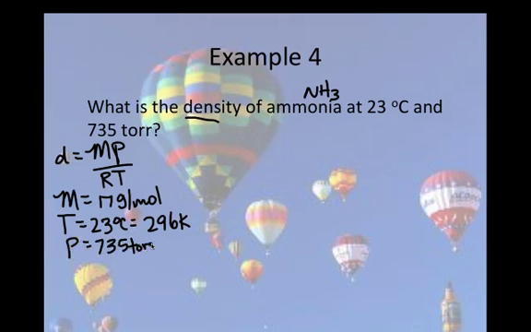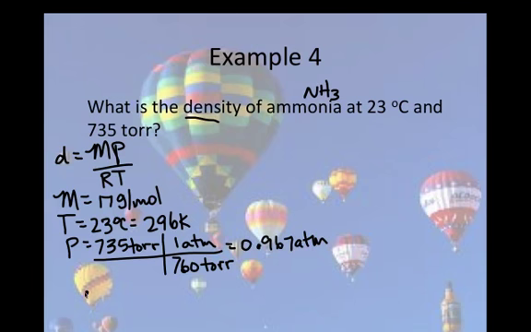And then the pressure is 735 torr. So let's change that to atmospheres so that I can use the R that I like. So 760 torr is equal to 1 atmosphere. That gives us a pressure of 0.9671 atmospheres. You don't need to write it all in, but I'll keep it in my calculator. And we'll use the 0.0821 liters times atmospheres over moles times kelvins.